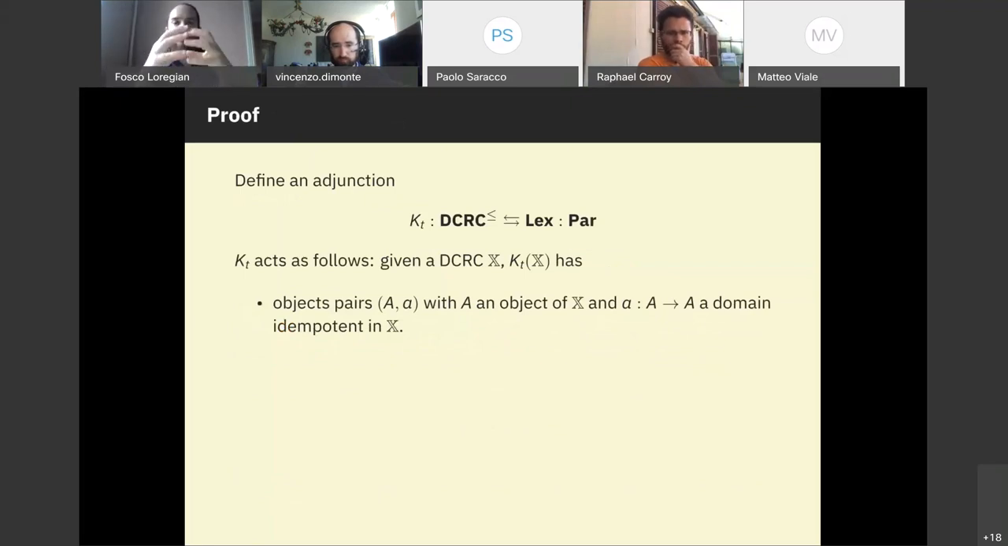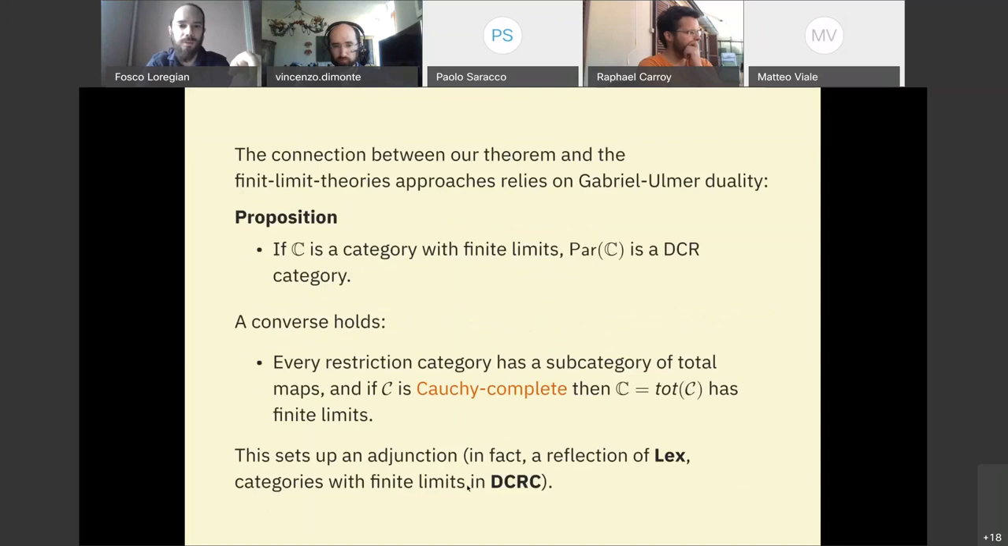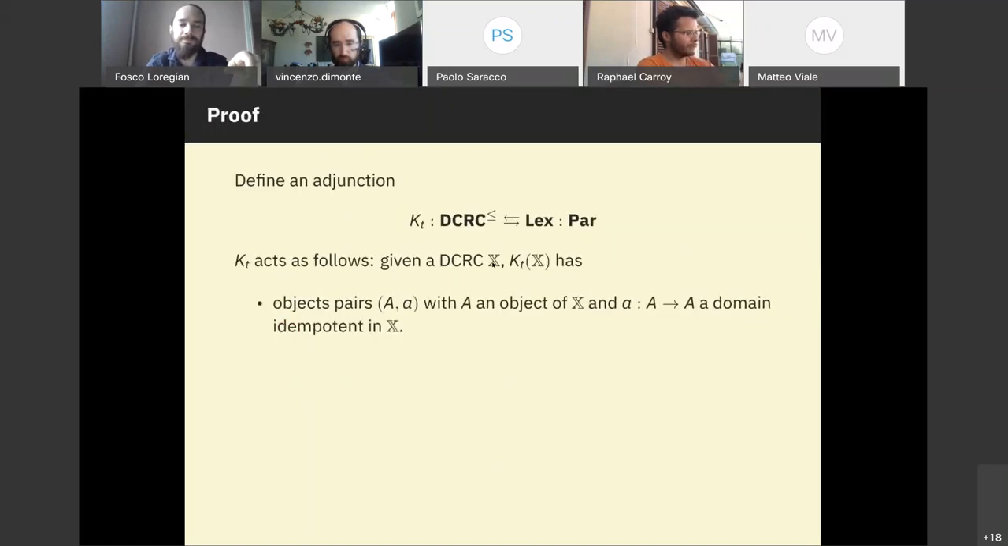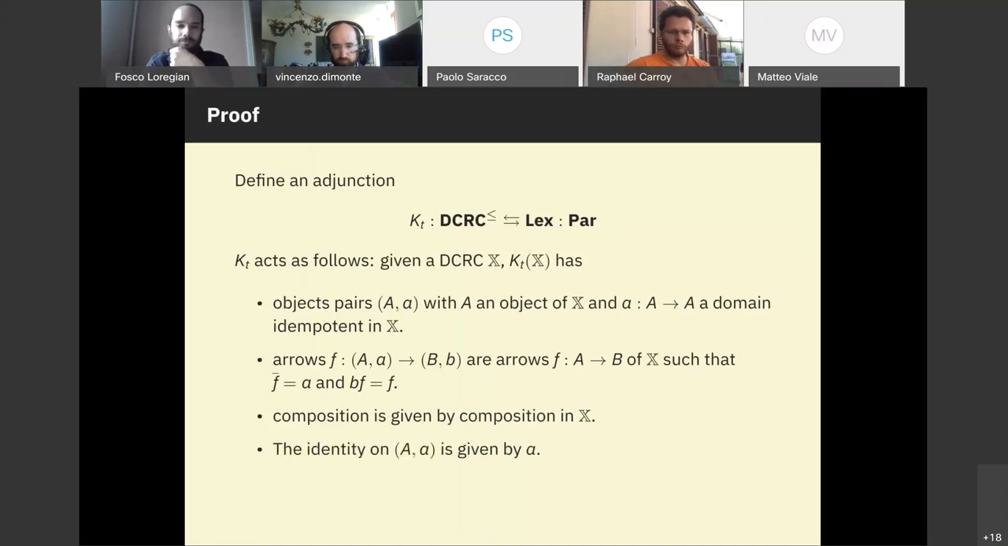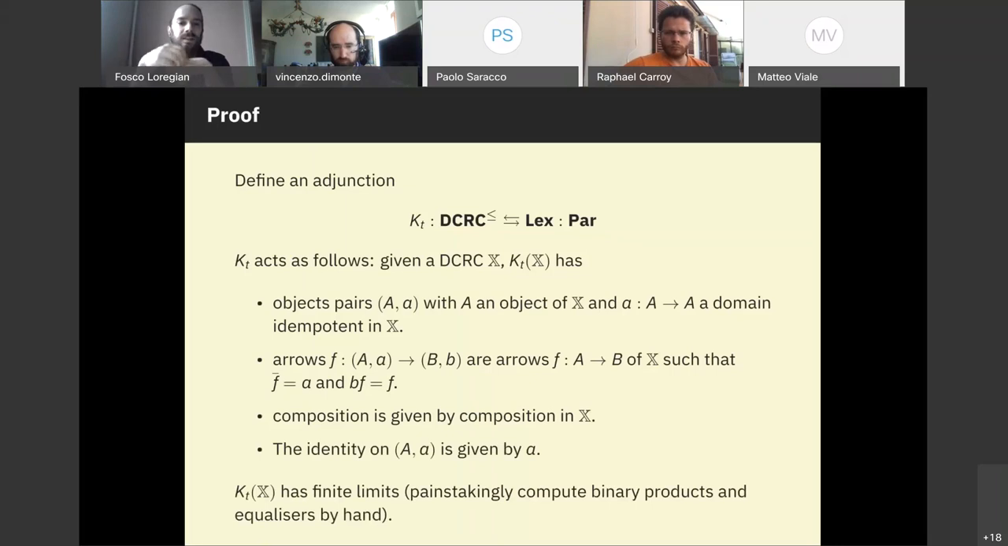Okay, what is the key point now? We want to define an adjunction that links together categories with finite limits and the CRC less or equal in order to formalize this slide. Okay, KT is more or less working as a Cauchy completion, because given a CRC, I can define a category that has objects pairs, an object and an idempotent. Arrows preserve the fixed idempotent. There is a straightforwardly defined category structure, and also the identity choice is immediate. One can painstakingly prove that KT of X has finite limits just by exhibiting witnesses for products and equalizers.